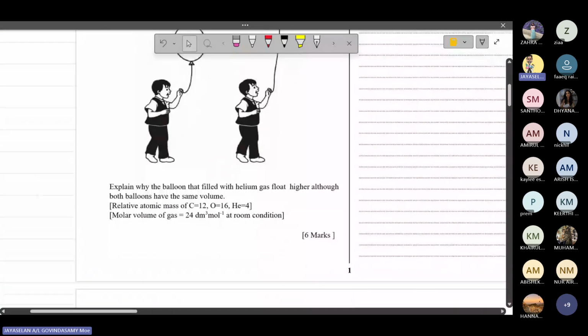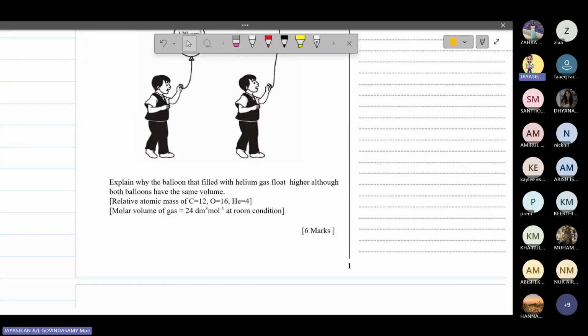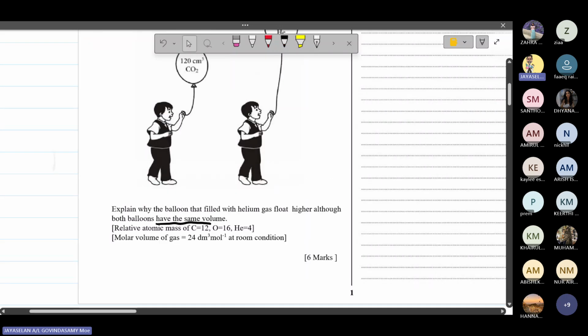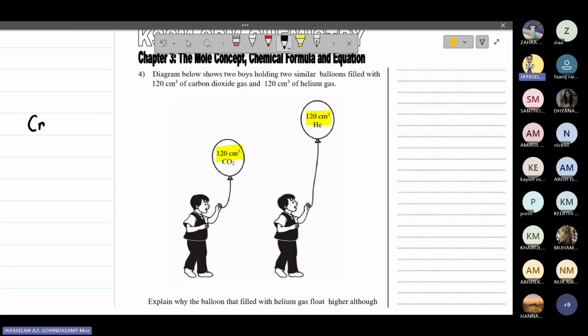So they ask you to explain why the balloon filled with helium gas floats higher, and the balloon filled with carbon dioxide floats lower, when the volume is the same. So what do you have to do here? Here they give you the volume. Why do I say volume? When they put cm power 3 or dm power 3, this stands for volume of gas. If cm power 2, it is called area. Understand? So if volume is given, how to find the number of mole?